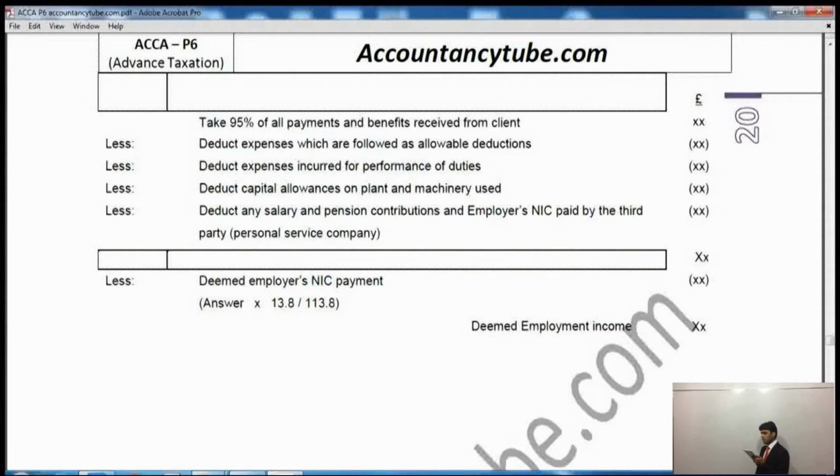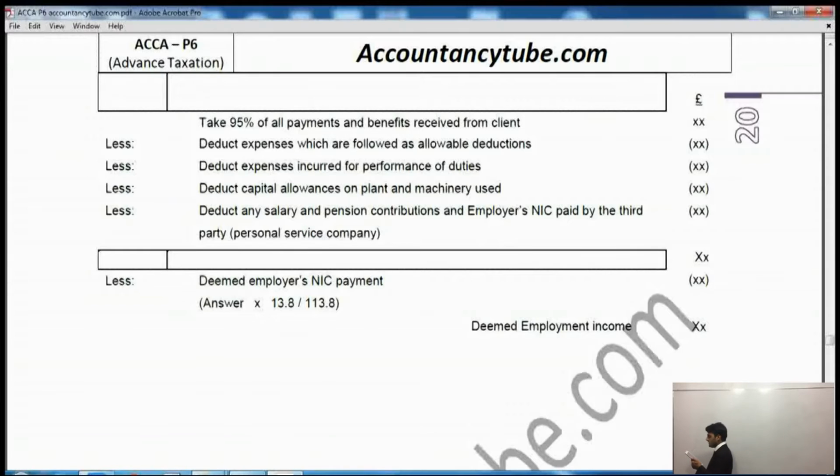What will we deduct? Expenses which are allowable deductions. So we'll take the allowable deductions out of that, then we'll deduct the expenses incurred in performance of the duties. We'll also deduct the capital allowances on the plant and machinery. We'll see later what capital allowances are, but it is simply depreciation. In taxation, depreciation is called capital allowance. So it is a capital allowance on plant and machinery used.